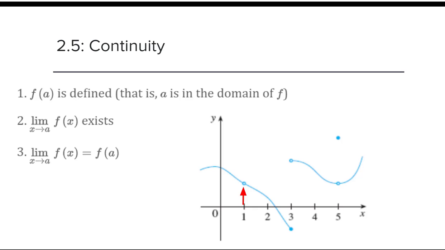A second is to make sure that the limit exists. If your one-sided limits do not agree, then the limit does not exist and therefore your function is not continuous. Finally, if the point is defined and the limit exists, then those two values have to be equal. If not, then it is not continuous.